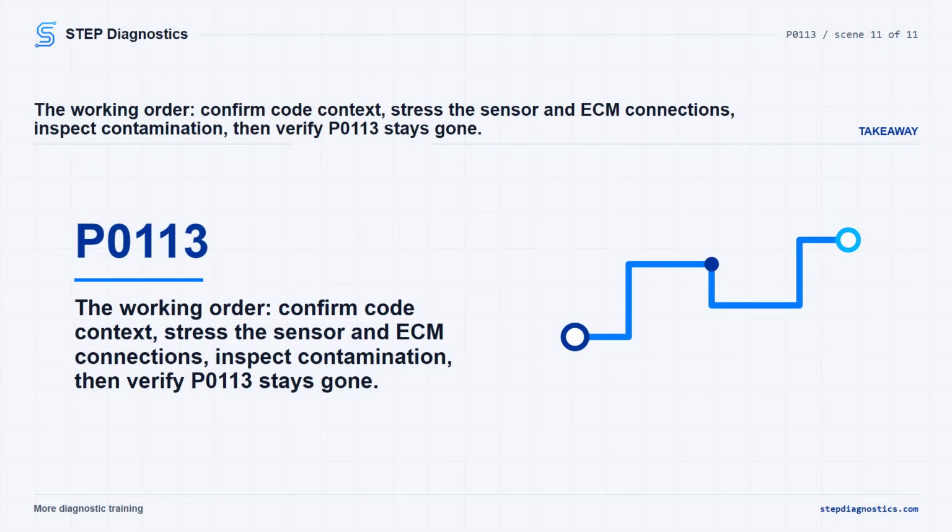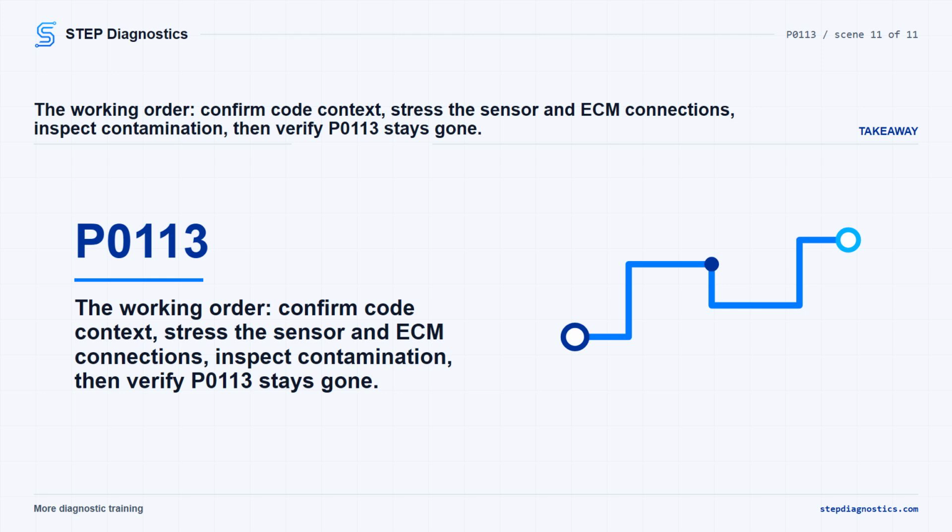After any repair, keep verification separate from testing. Clear the concern, run the vehicle back through the appropriate conditions, and confirm the code stays gone. If P0113 does not reset, call that part of the diagnosis good.